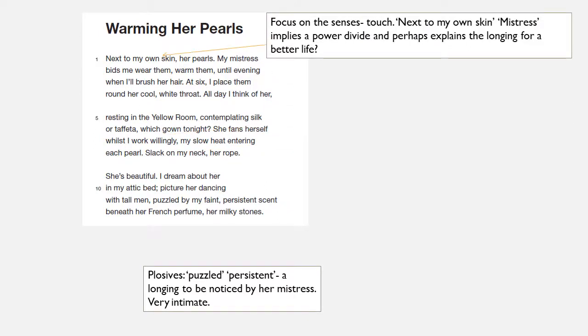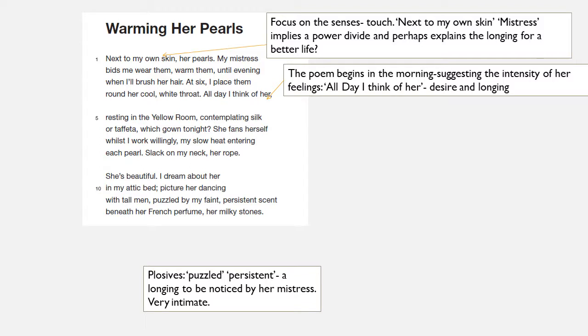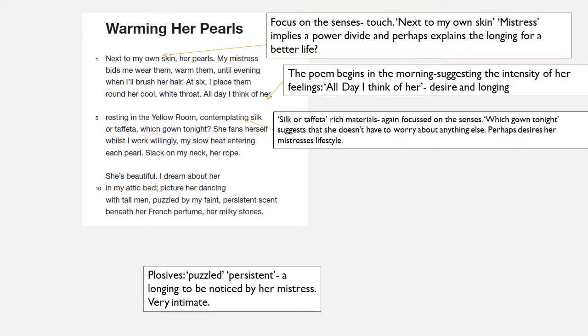So we've got a focus on the senses, touch. "Next to my own skin", "mistress" implies a power divide and perhaps explains the longing for a better life. The poem begins in the morning, suggesting the intensity of her feelings: "All day I think of her". So again, you've got this desire and longing that isn't just fleeting or transient, it's deeply embedded and it lasts from the time she gets up to the time she goes to bed, or even after she goes to bed, because of course we know she lies in bed at night dreaming about her and burning for the pearls.